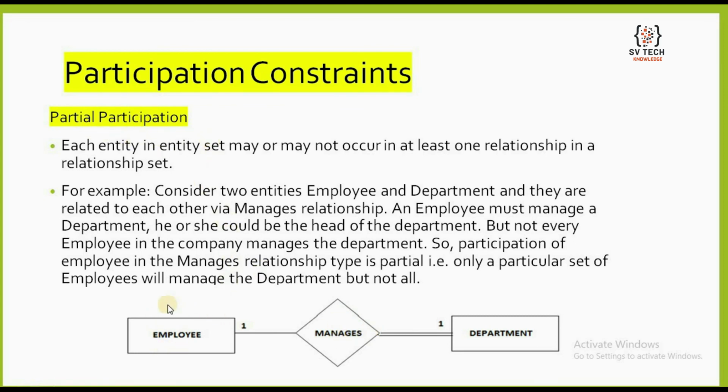Means if we consider 10 employees, only one employee is going to participate in manages, so it is called partial participation.